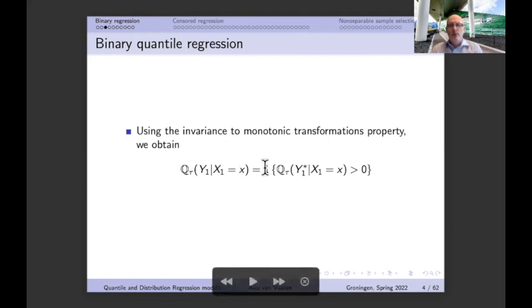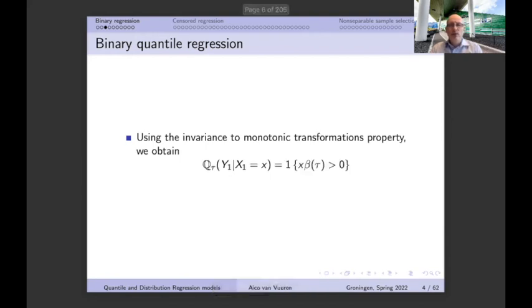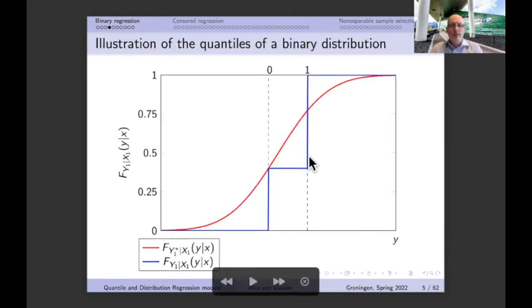That's actually also what we see over here. Because it's an indicator function, we also have just two outcomes. Either we have a 0 or we have a 1, depending of course on whether the quantile of y1 star is positive or not. Well, then we can also see this at the moment that we look at this picture that is over here.